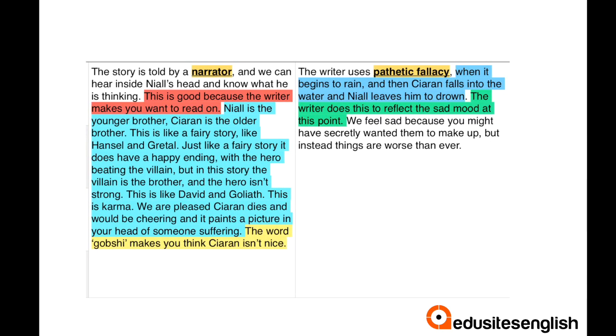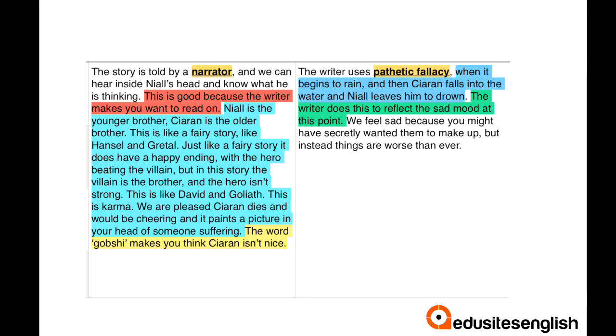Looking in more detail at the comments they actually make in the first answer: "this is good because the writer makes you want to read on." A very common response. Students tend to write this when they're feeling a bit panicky and don't know what else to say. The middle section in light blue is just garbled rubbish, really. It's nothing like Hansel and Gretel, aside from the fact that there are siblings involved, and it's nothing like David and Goliath because there's actually no fight between them. Kieran just falls over the side and Niall rows away. It's a real stretch to compare it to David and Goliath.